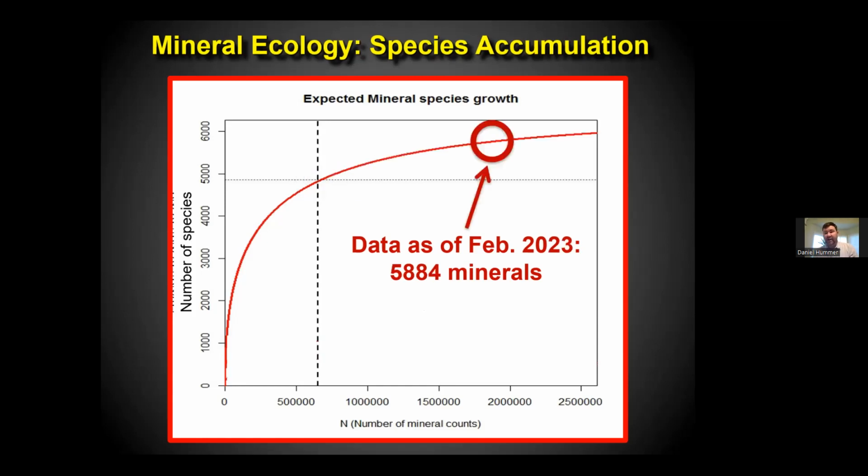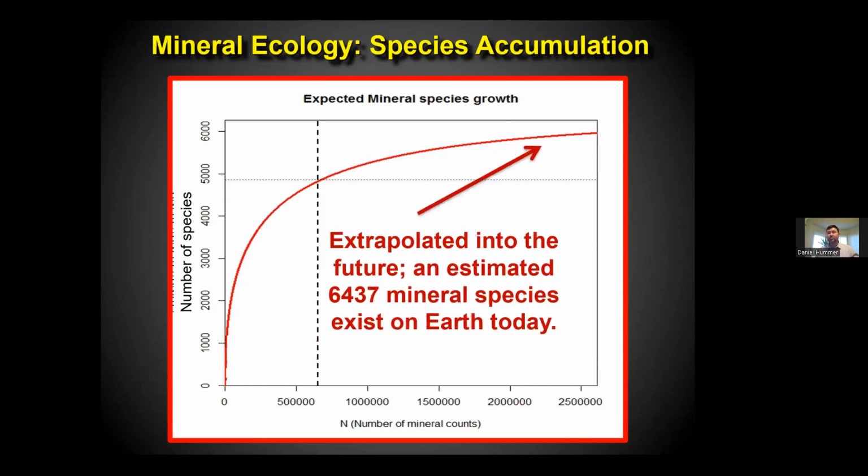This is what it looked like in February of this year, just to do a direct comparison of 9 years later. And now, again, we're closing in on 6,000 species. So knowing exactly what this distribution is and how it evolves as you make observations, we can actually use this to predict that there should be in the neighborhood of 6,400 mineral species that exist on Earth today.